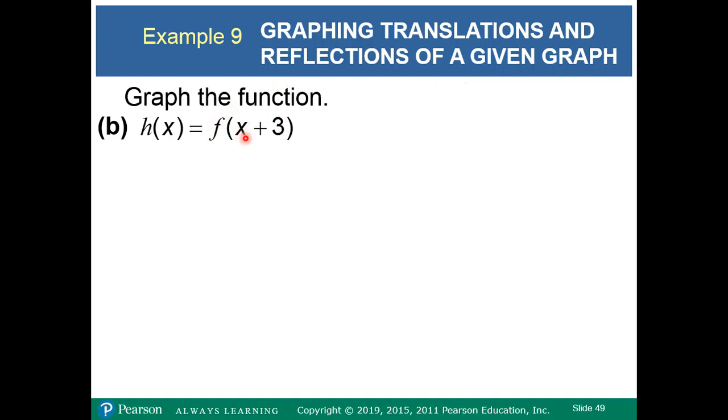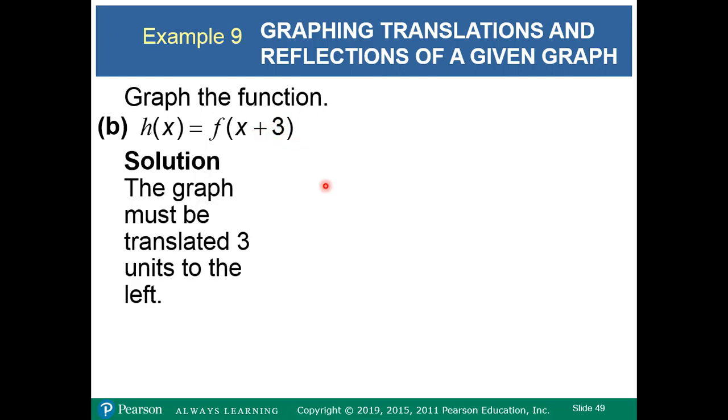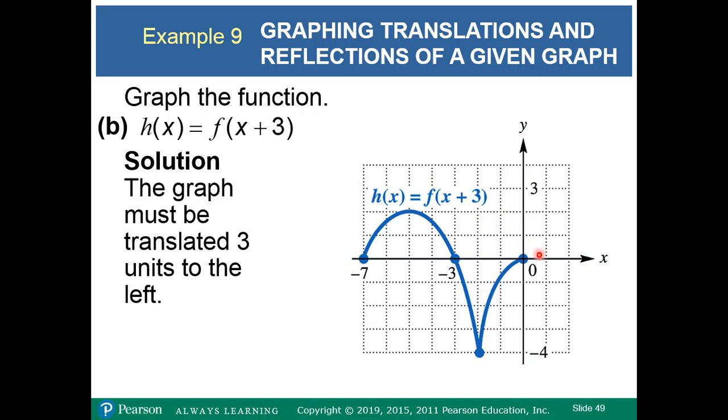Now we have f of the quantity x plus 3. So now we're adding 3 inside the function. What's going to happen to this function? F of x is going to be translated to the left 3 units. So it's going to be the same function, but all the points are being translated to the left 3 units.